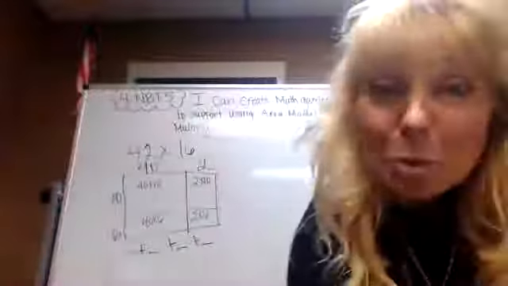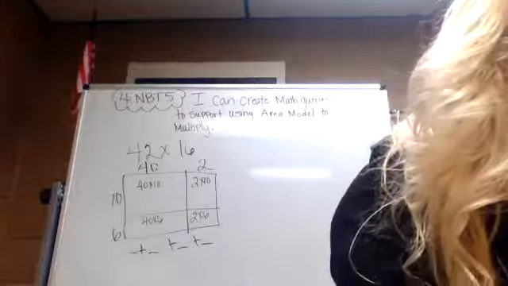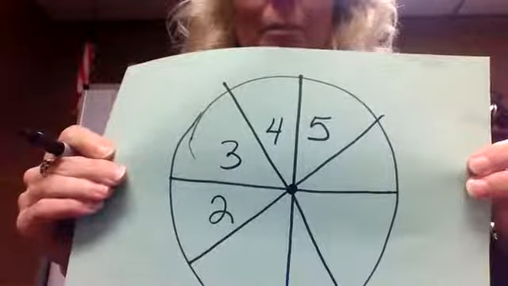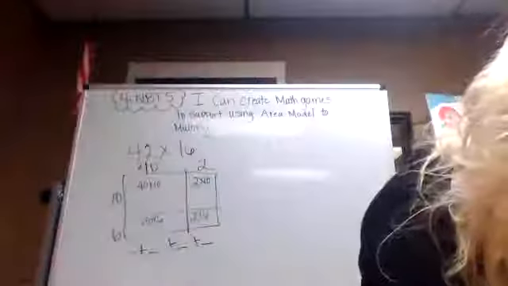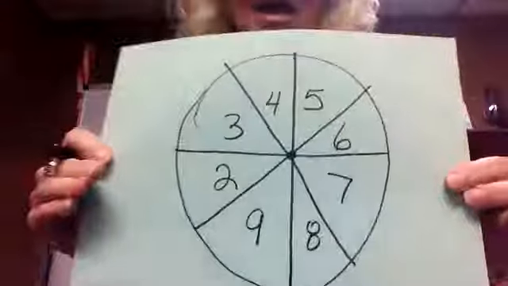And then I'd like you to put the numbers 2 through 9 in each pie piece. And now you've got a spinner.